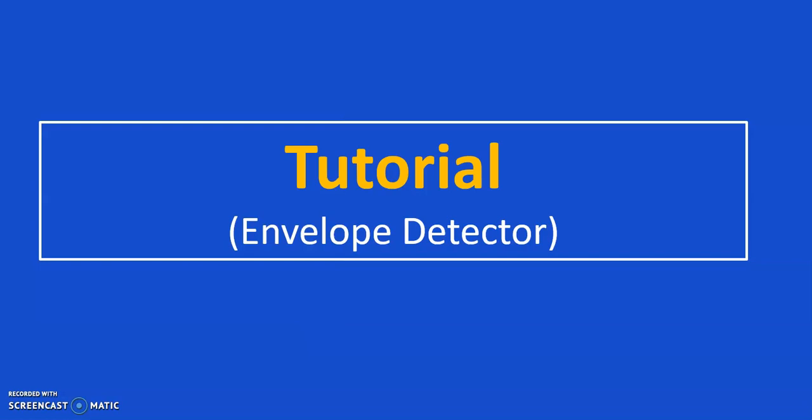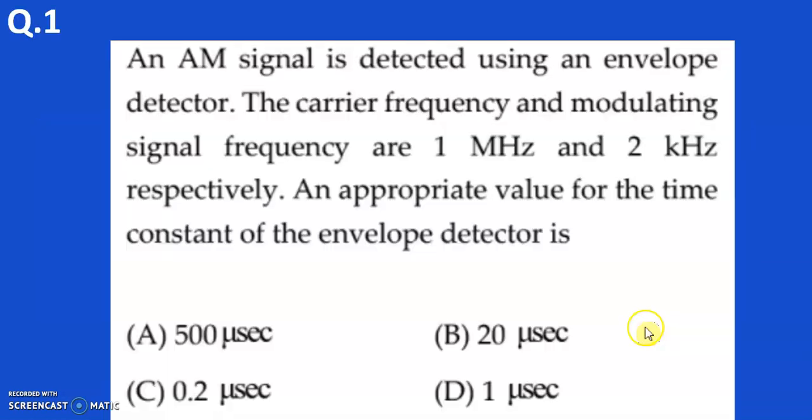and their mathematical representation. So in this video, we will solve some problems or questions regarding the envelope detector. So the first question says that an AM signal, an amplitude modulated signal, is detected using an envelope detector. The carrier frequency and modulating signal frequency are 1 megahertz and 2 kilohertz respectively.